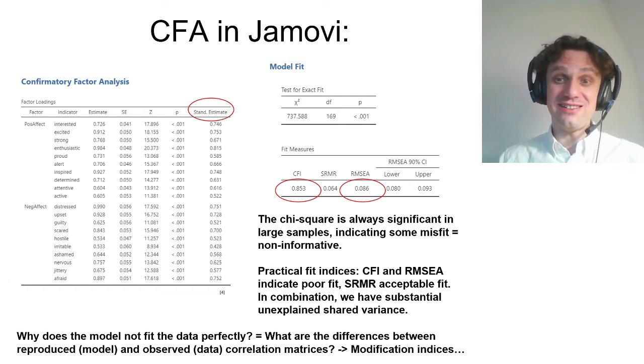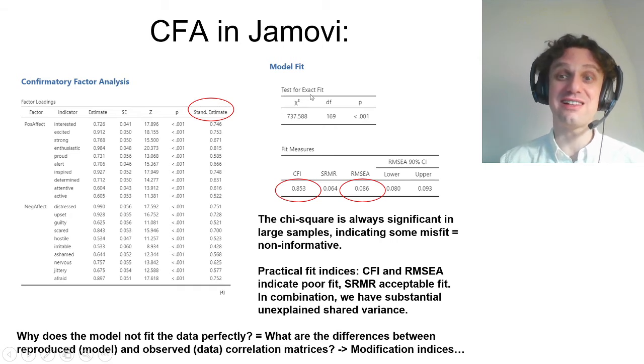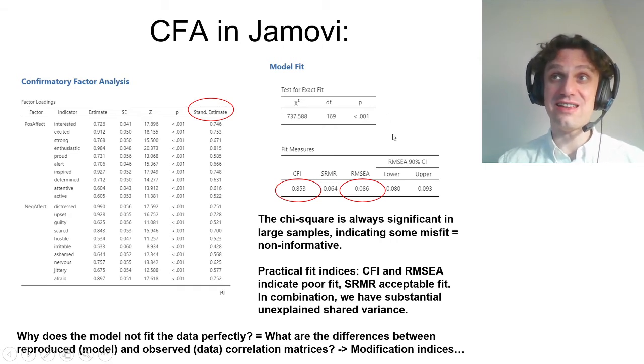So the results of our factor analysis are basically these two little tables. The first couple of tables are called model fit. And here we have a chi-square statistic, which is also called test for exact fit. If chi-square is not significant, it means that your model fits your data extremely well.